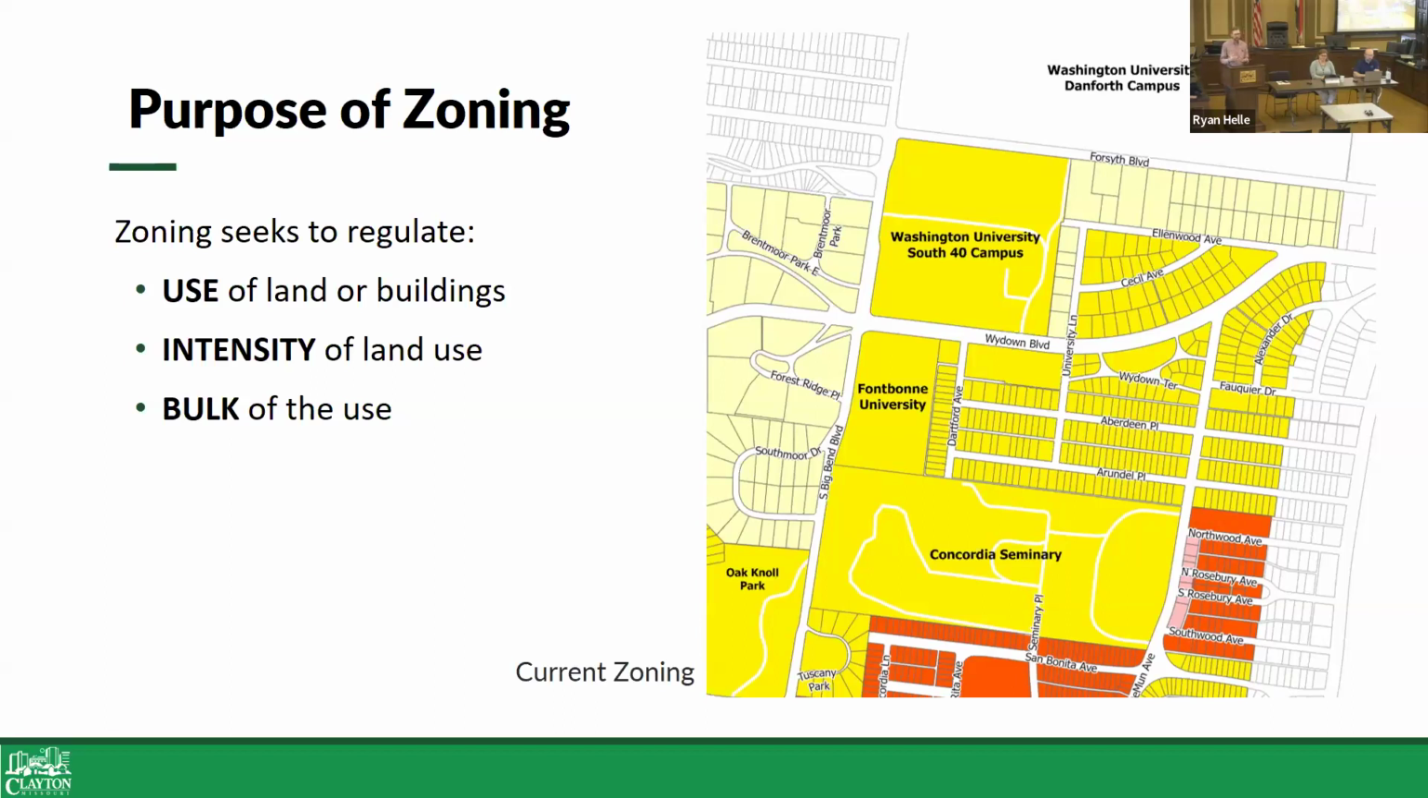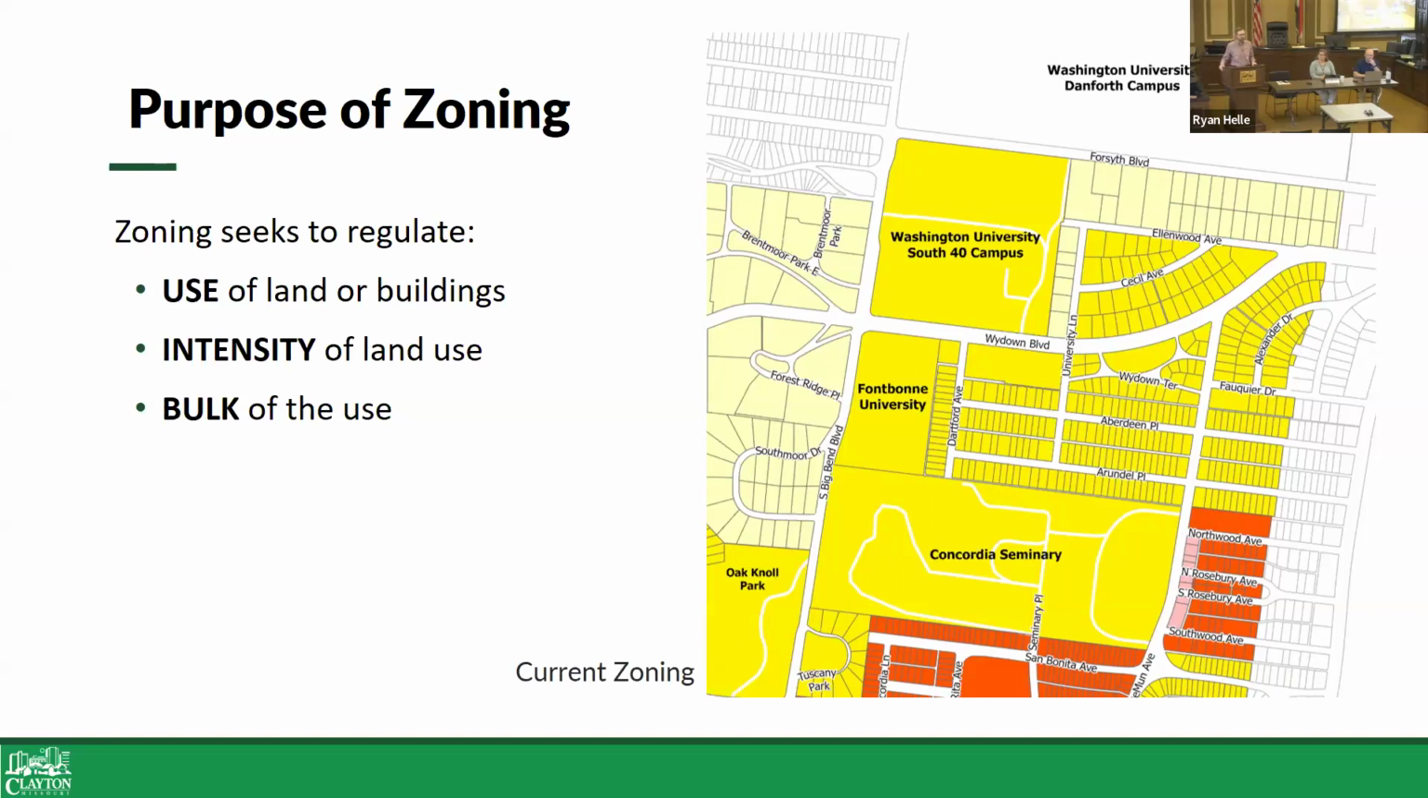How intense is the use? How much traffic might be created? Are there other nuisances it could potentially create? If you're thinking about that example of residential, a multifamily tower is much more intense than a single family home would be on a piece of property, even with the same footprint. So that's what we talk about when we're talking about the intensity of the use.